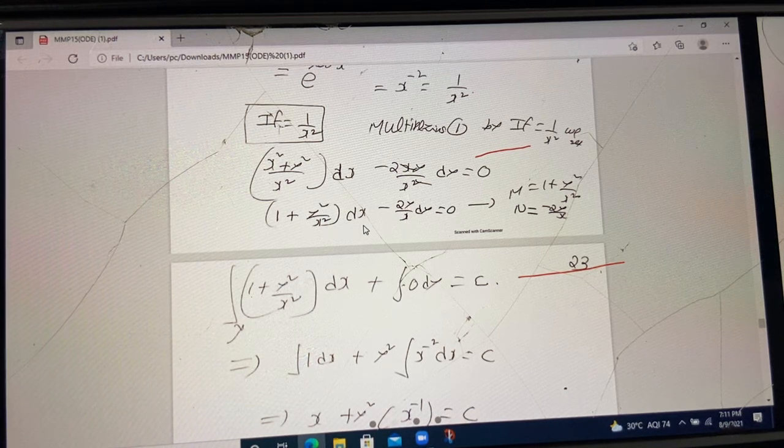So 1 dx. Somebody got their PhD for this, so you can believe them. All these methods, some mathematician or some physicist developed them, so you can believe them. (1 + y²/x²) dx.